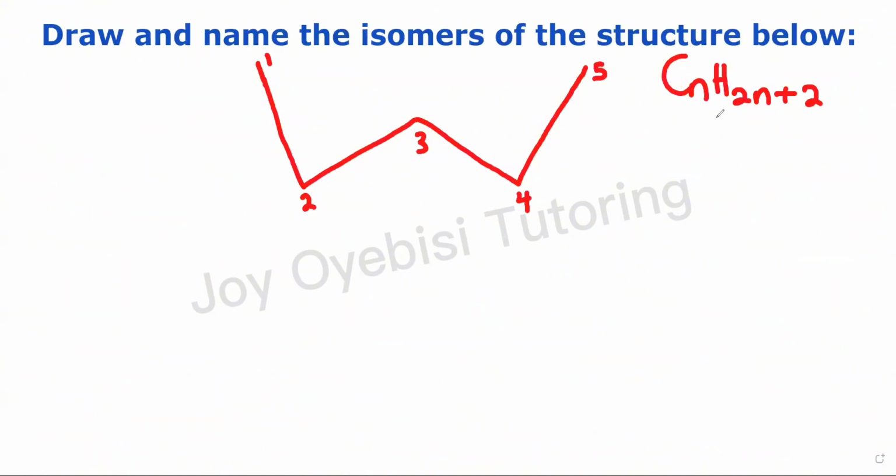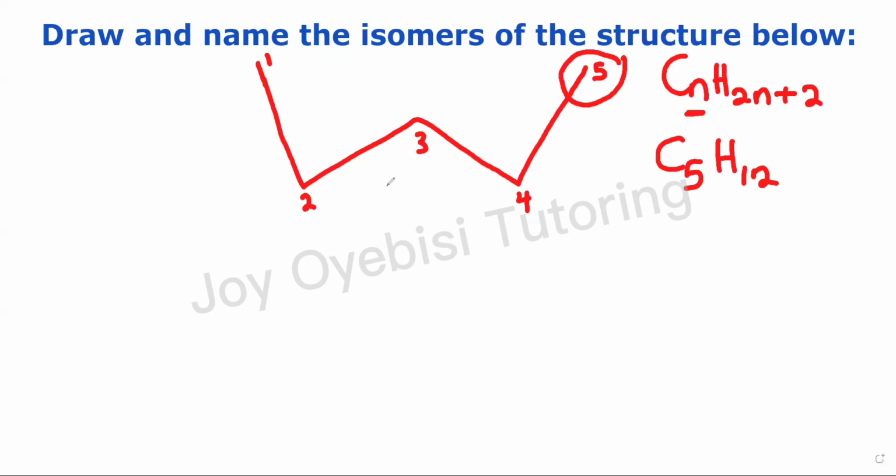This n represents the number of carbons. So we're going to say C5, H2 times 5 is 10 plus 2, that is 12, meaning that we have C5H12 as the molecular formula. Now let's look at what can be the isomer of this structure.